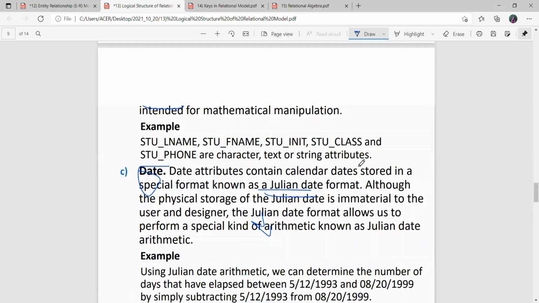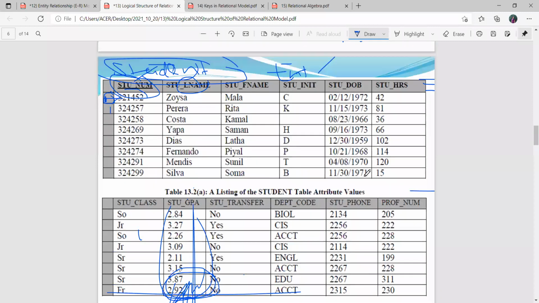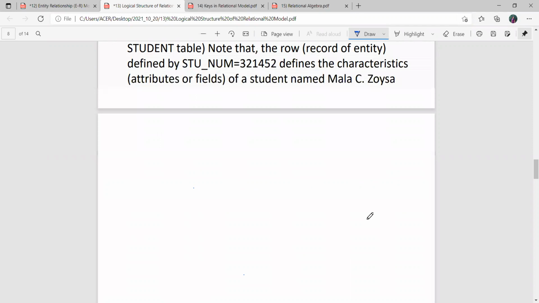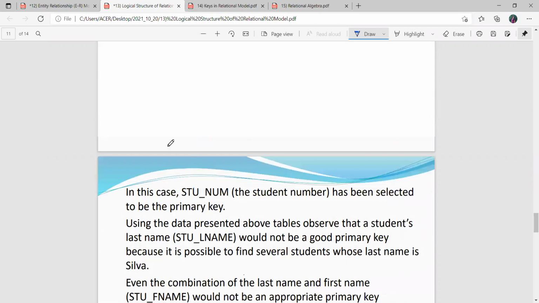Identify the logical data type. Which attribute holds the logical data type? Student transfer. Yes, student transfer. I think now you can identify the data types as well. Then let's move on to the primary key. We already discussed the primary key.